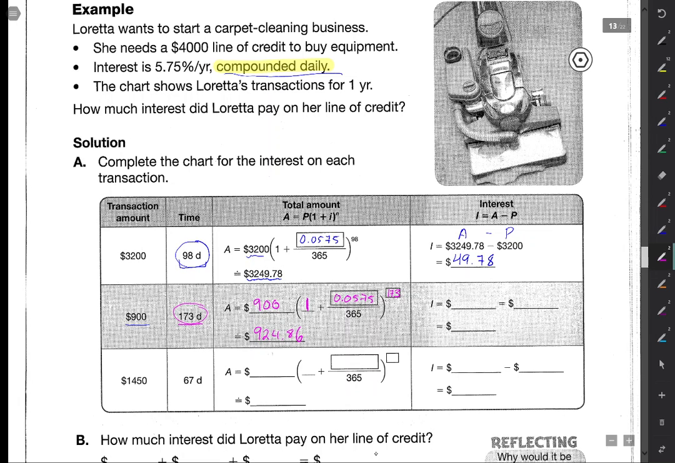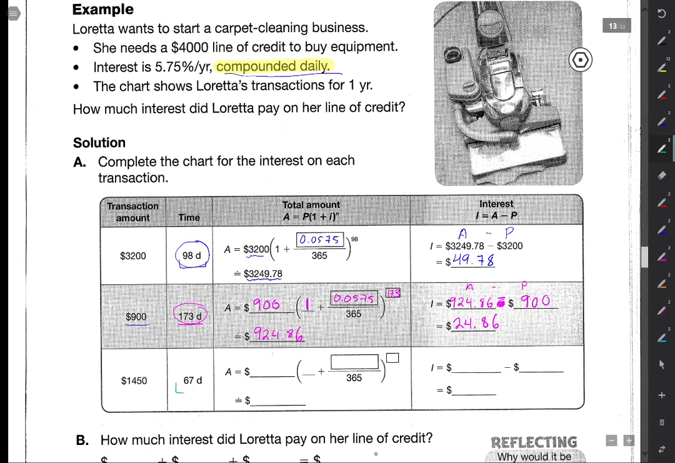So if we put that into our calculator, you should get $924.86. And then if we calculate the interest, we would have to do the amount minus the principal. So the amount this time is $924.86 minus that principal, which is, this sign here should be a minus sign, I believe. They made a little error. That should be a minus sign. So $924.86 minus $900. So this time the interest is $24.86.